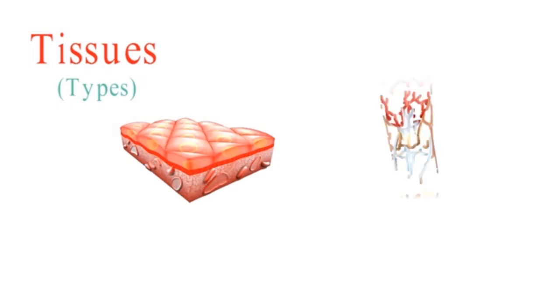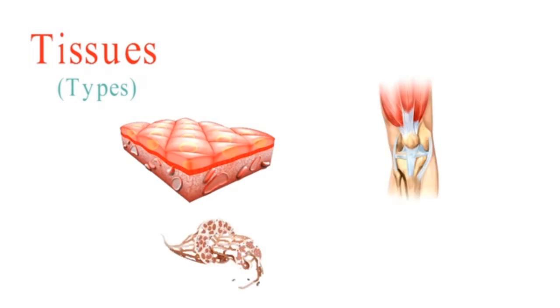There are four main types of tissues in the human body: epithelial tissues, connective tissues, muscle tissues, and nervous tissues. Let's discuss them one by one.